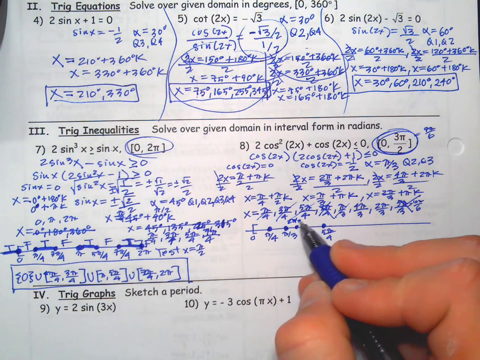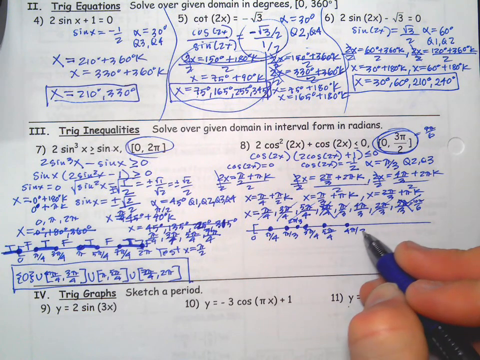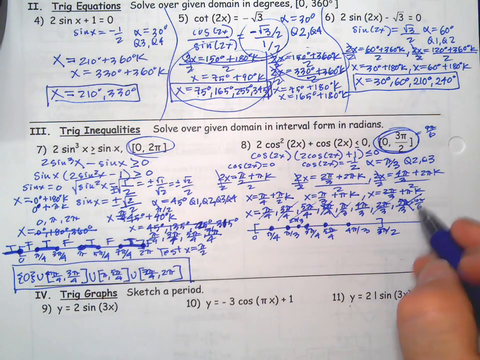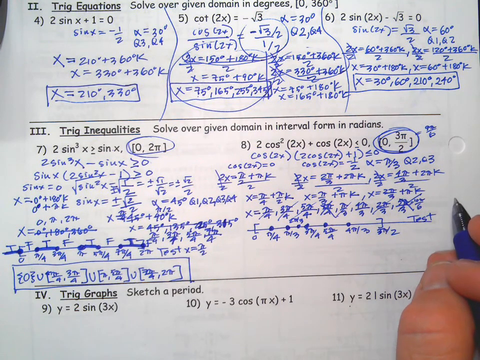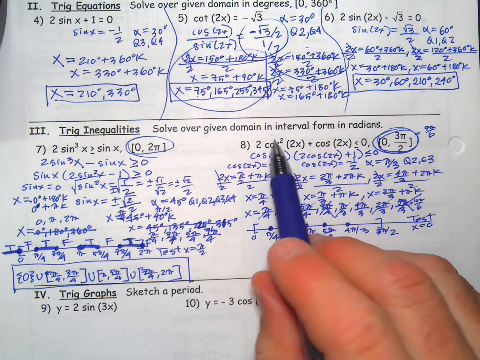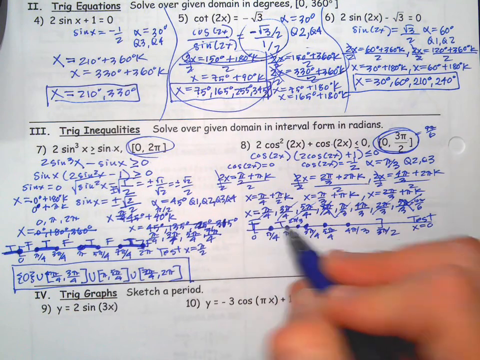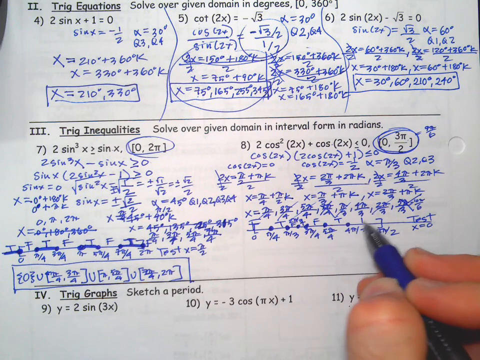Give them these common denominators in your head or on paper or whatever. And then 4 pi over 3, and then 3 pi over 2. So I think we're good there. So we're going to test 0, my favorite. Cosine 0 is 1, so it's 2 plus 1 is 3, is less than 0, false. False, true, false, true, false, true, false.